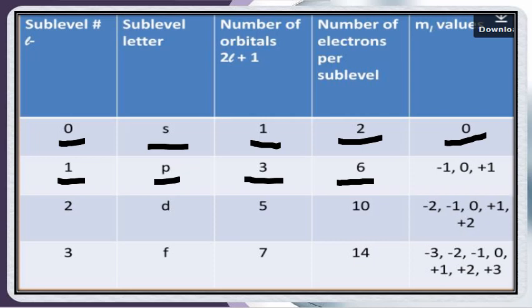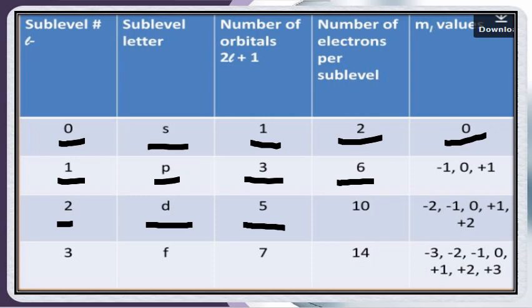These p orbitals have 3 values of m: 0, +1 and -1. You can say px, py and pz, right? Similarly, when the value of L is 2, it means it is the d subshell. The number of orbitals it has is 5. These are the 5 degenerate orbitals which are present in d.